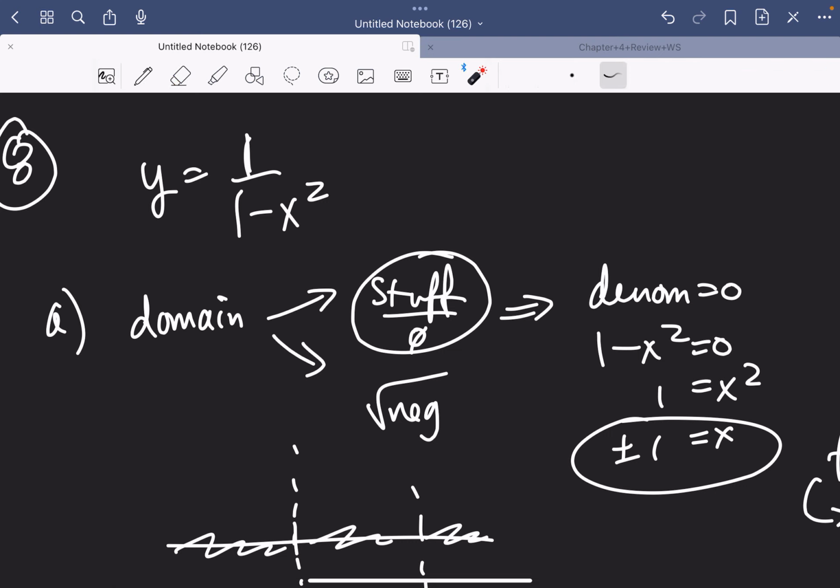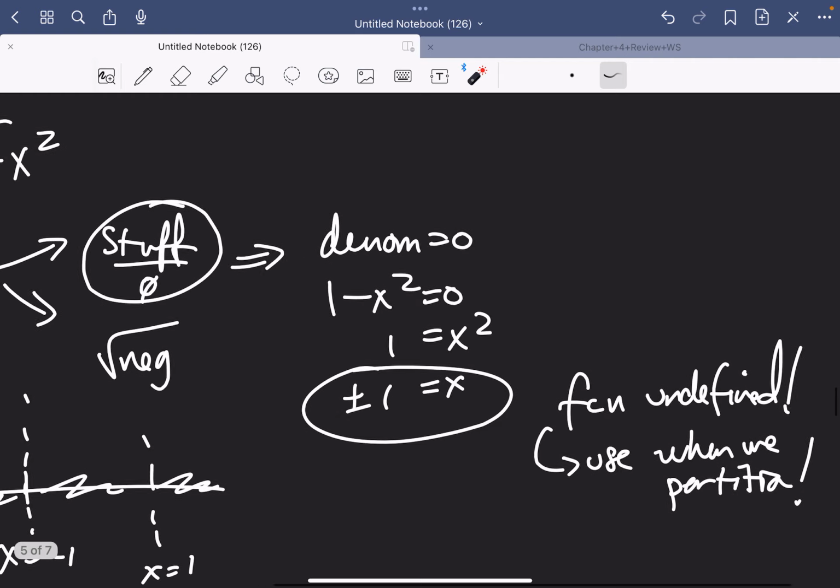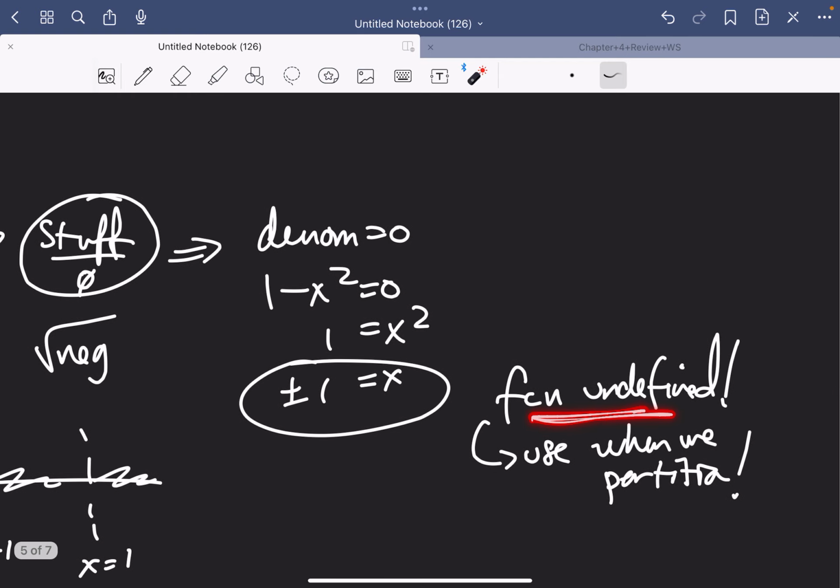So the domain of this function, we're either worried about stuff divided by 0 or the square root of a negative. In this case, since we have a fraction, we're going to set the denominator equal to 0. We get 1 minus x squared equals 0. 1 is equal to x squared, which means x is equal to plus or minus 1. That's two places where the function is undefined, and we're going to use those points when we partition later.